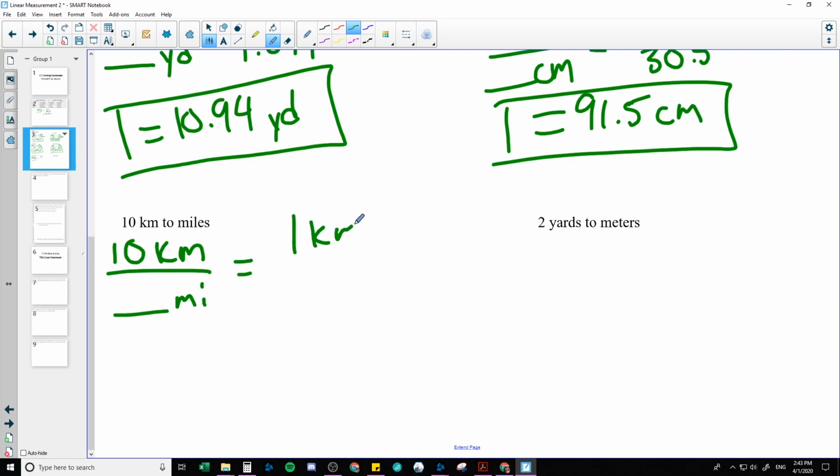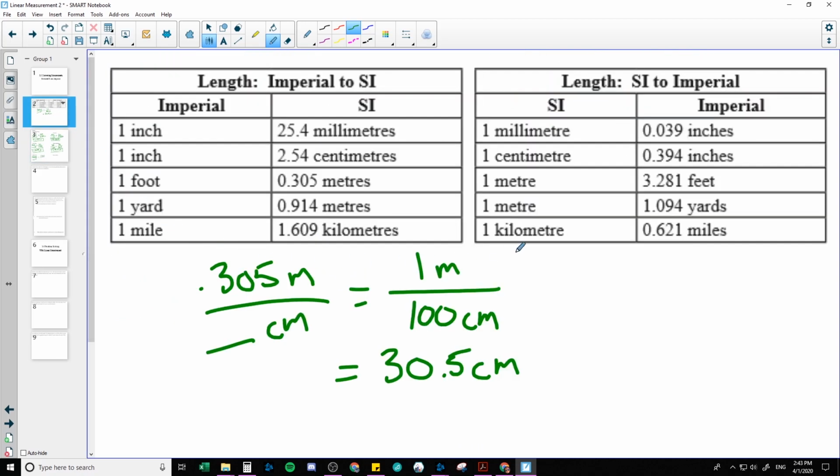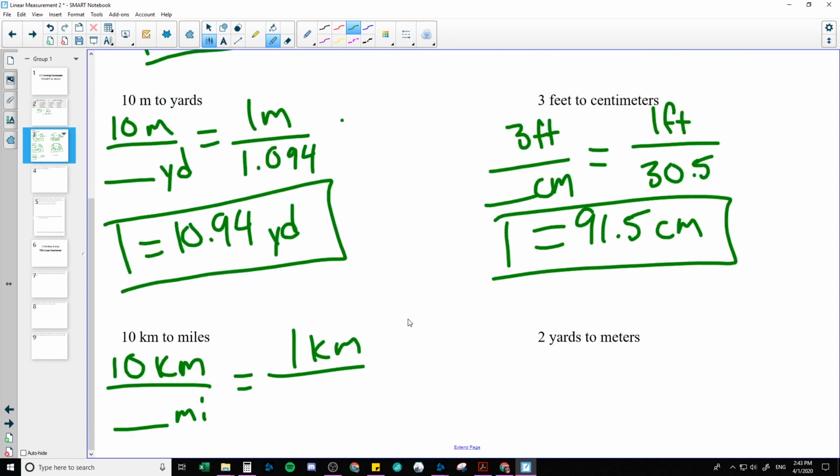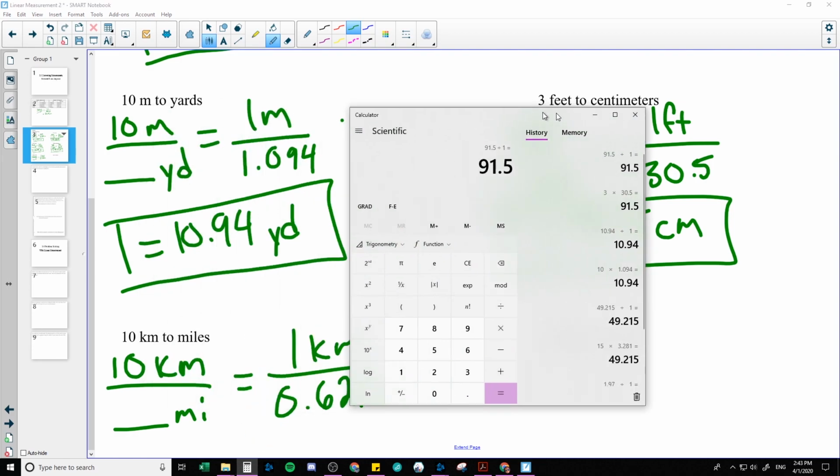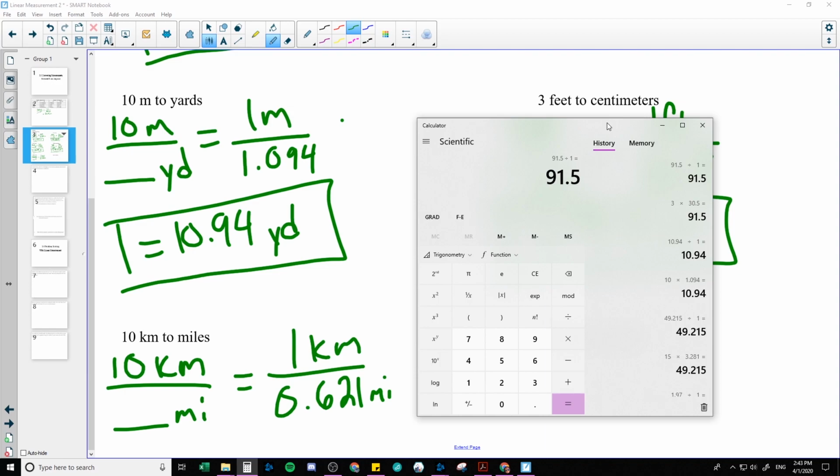We need to figure out, okay, how much of a mile is 1 kilometer? Let's go back over here. 1 kilometer is 0.621 miles. So 0.621 miles. And we're going to pull back up our calculator and do our cross multiplication and division. I know this seems really repetitive, but we're doing a lot of examples so that you can see exactly how this works over and over and over again, which makes it much easier for you to do it on your own. So 10 kilometers is going to be 6.21 miles.